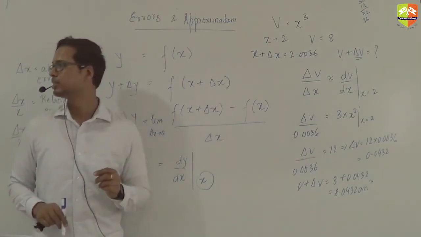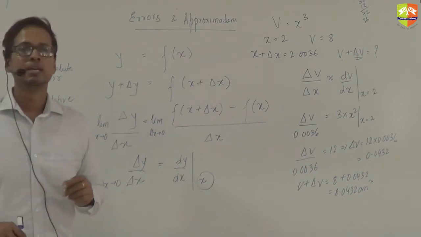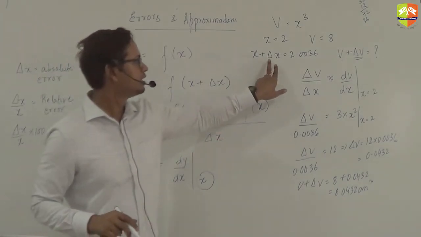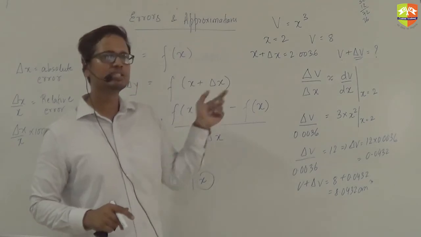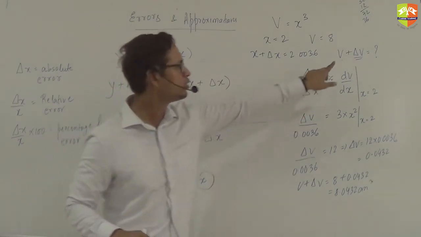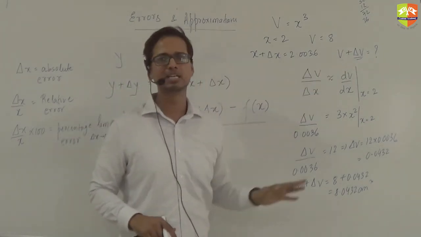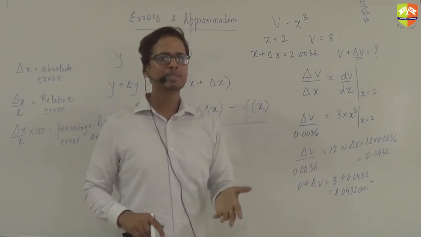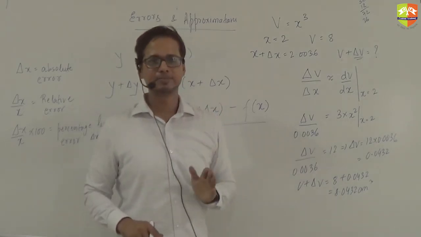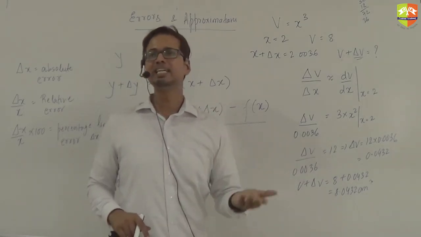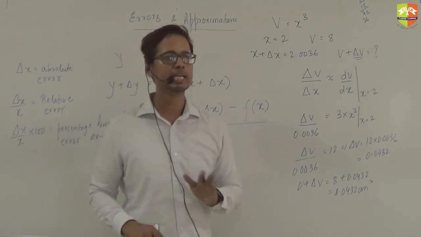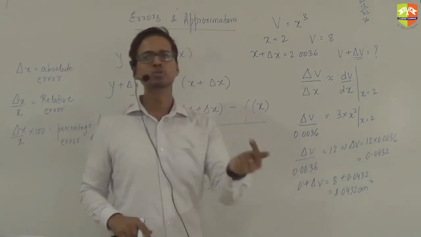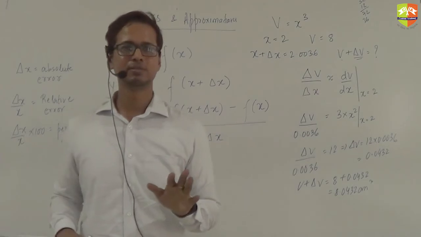One more thing to be kept in mind. Many people ask me, sir, how did you know that I have to add delta x, not subtract delta x? Or how do I know I have to add delta v, not subtract delta v? Let me tell you, delta v is always added. Had the need been that you have to subtract something, delta V will automatically come out to be negative.